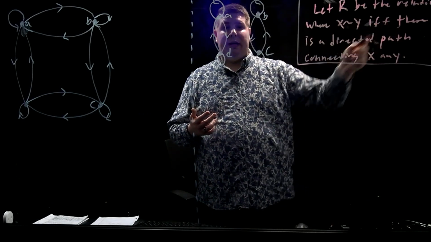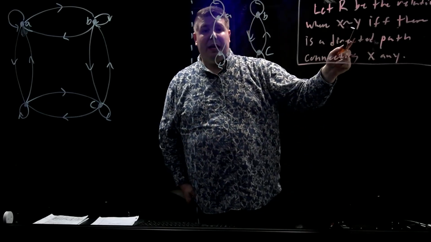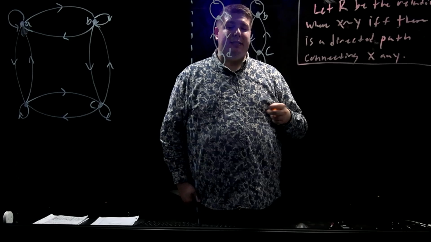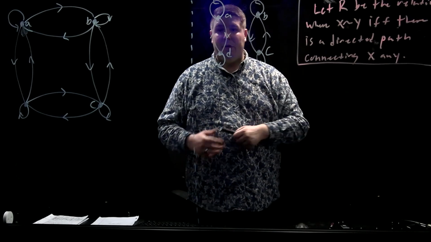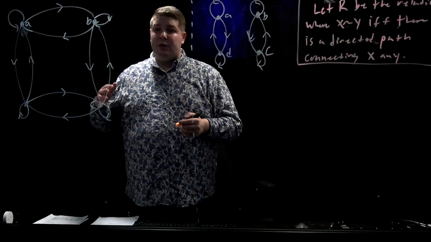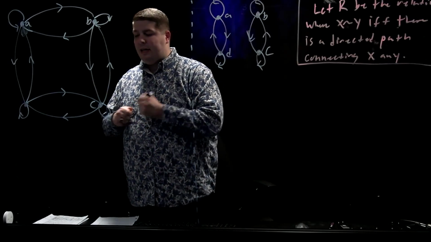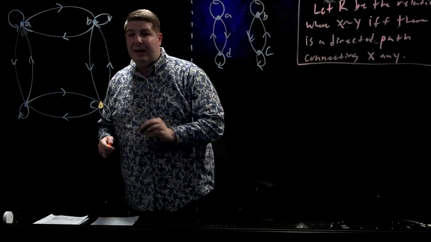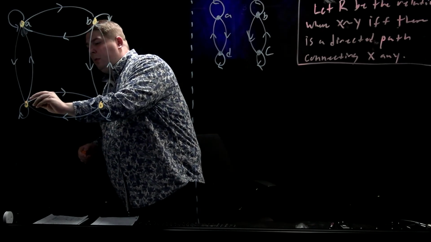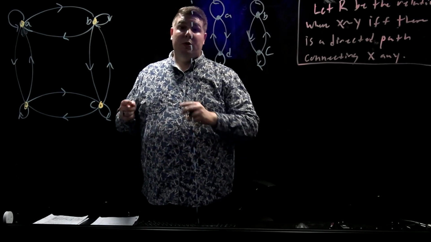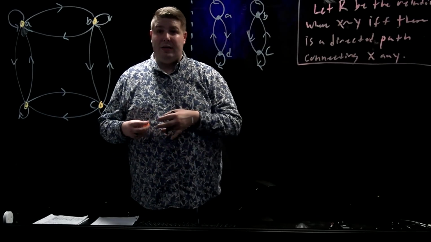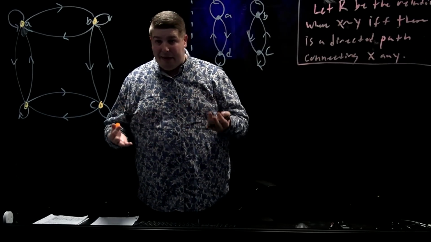This is the relation right here, where X is related to Y if and only if there is a directed path containing X and Y. Okay? So in the context of graphs, graphs are just points and dots. Here's a point right here, here's a point right here. So just lines and dots is what graphs are. You may have heard of these if you took a class called graph theory.